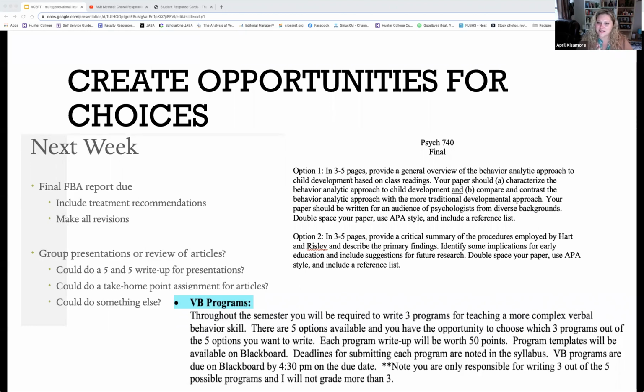But this allowed students who had full-time jobs happening in the spring, or were adjusting to having their children at home in the spring during COVID. It really allowed them flexibility to figure out how they were going to juggle all of those things. And it worked out quite well.